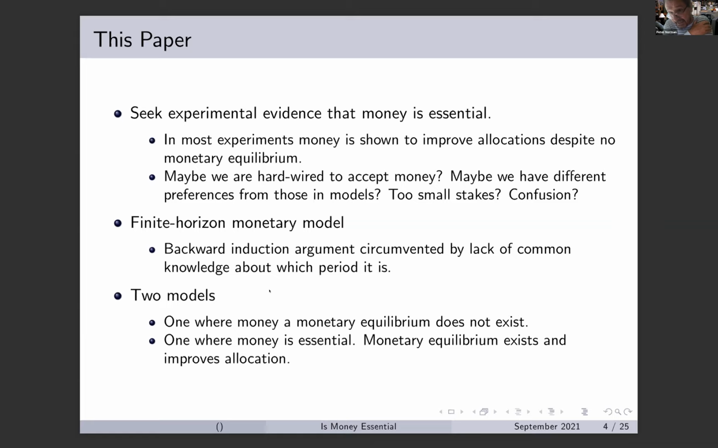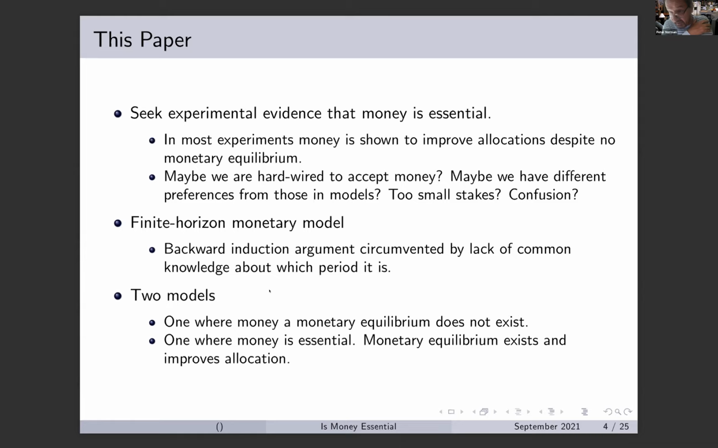But there are alternative reasons why people in these experiments could accept money. They may have different preferences from what we have in our models. Maybe they just don't take the experiment seriously, or maybe there is some sort of hardwired nature of humankind in terms of wanting to accept money. So we want to cut through all that by looking at a really, really simple model. The model has a finite horizon and it still has a monetary equilibrium. The short reason is that there's a lack of common knowledge about whether we're in the last period or not.